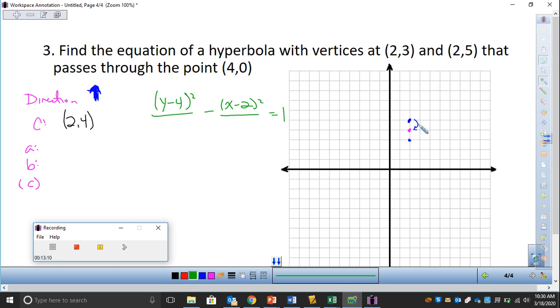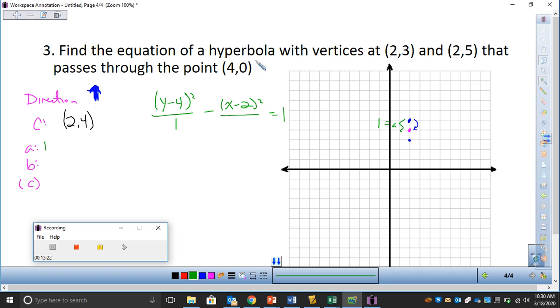And again, this right here is 1 unit. This is also a, so a equals 1, and a squared is also 1. So that's going to be positive, and that's going to go under the y right here. What we don't have is anything about b. Let's go back up to the problem. It passes through this point. Hopefully by now you're picking up on this.